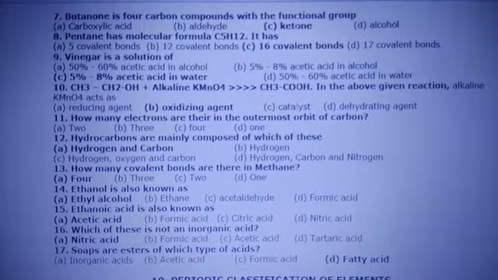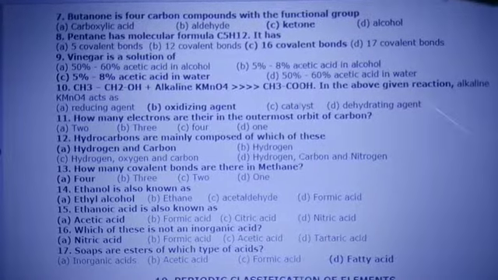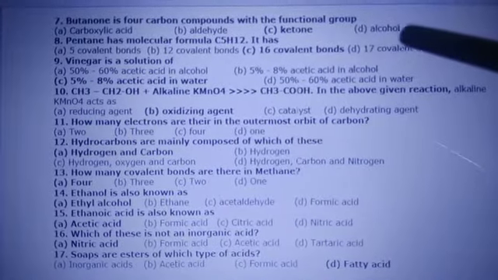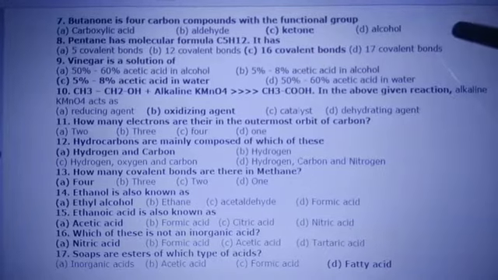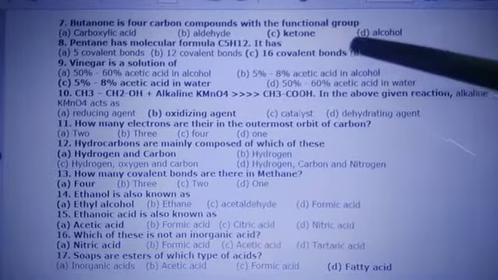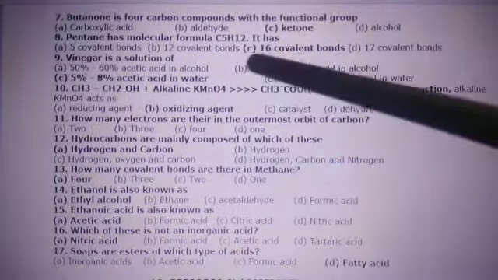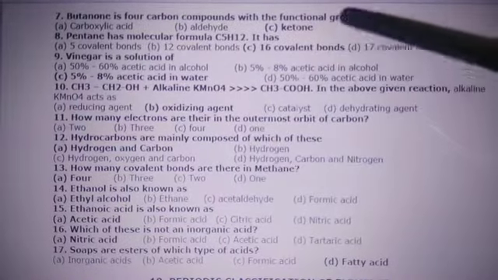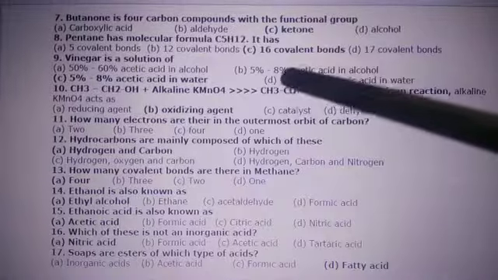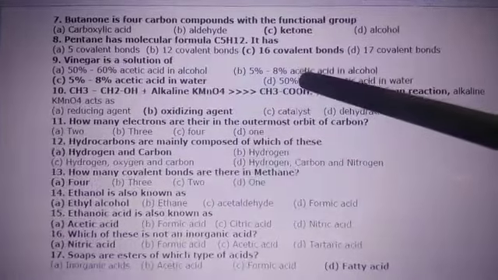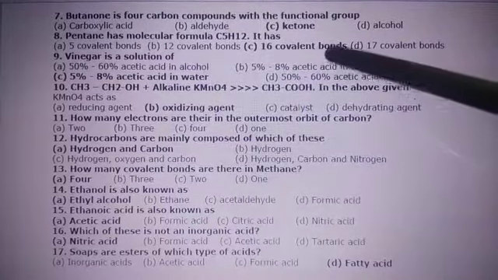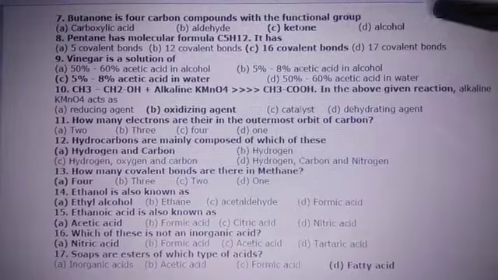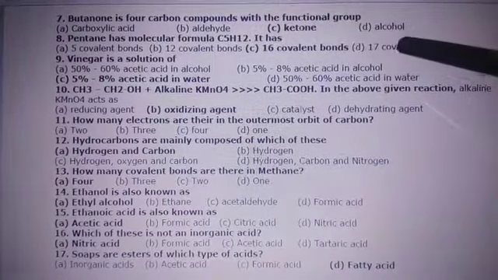Seventh, butanol is a 4 carbon compound with the functional group: A, carboxylic acid, B, aldehyde, C, ketone, D, alcohol. It is repeated. C, ketone is the answer. 8. Pentane has molecular formula C5H12. It has A, 5 covalent bonds, B, 12 covalent bonds, C, 16 covalent bonds, D, 17 covalent bonds. The answer is C, 16 covalent bonds.